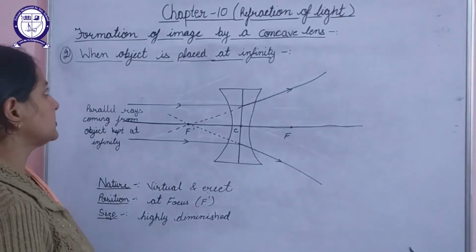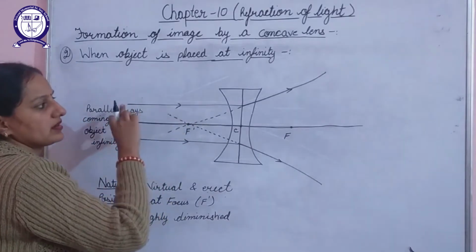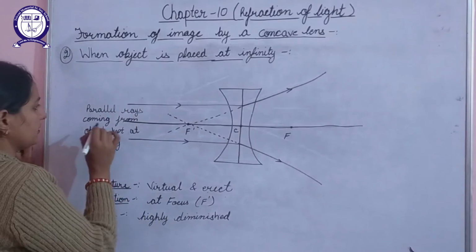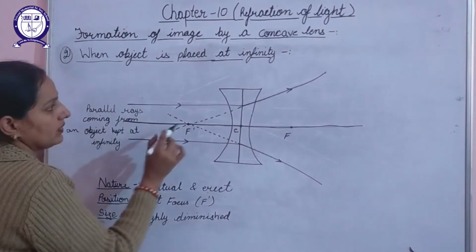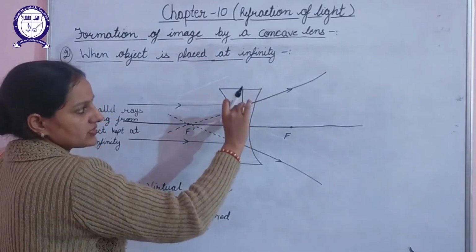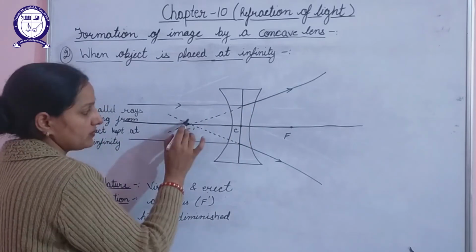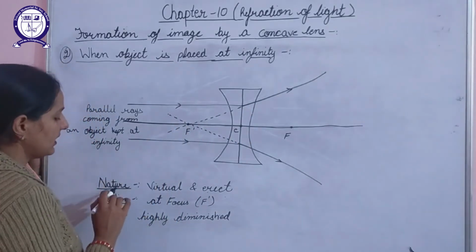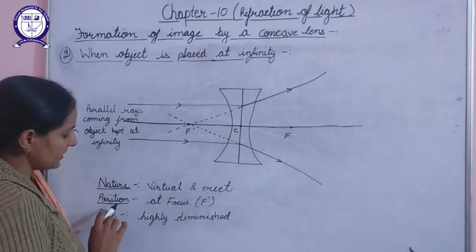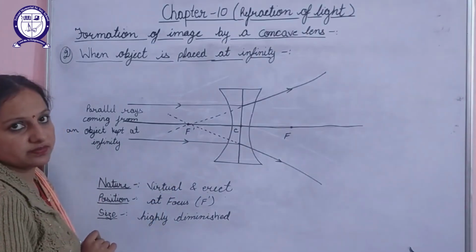Next is when the object is placed at infinity, so we'll show it with the help of parallel rays of light as if they are coming from an object placed at infinity. So if the rays of light are parallel, after refraction they will diverge as if these two refracted rays of light meet at F dash, so the image will be formed at F dash. Here the nature of image will be virtual and erect because the rays are not actually meeting. Position will be at focus and size will be highly diminished.